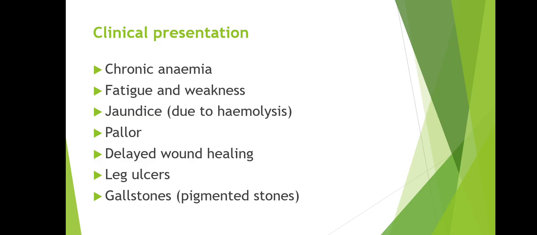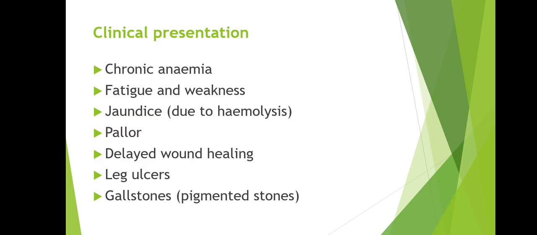Then there is going to be delayed wound healing. Why delayed wound healing? Because basically the red blood cells are very important for the transportation of oxygen and everything. Apart from that, whenever there is anemia, whenever the body has an infection, even the other cells of the blood get to be affected, because the delivery of platelets to that particular area or the site of infection is going to be reduced.